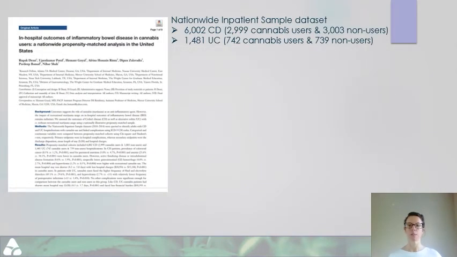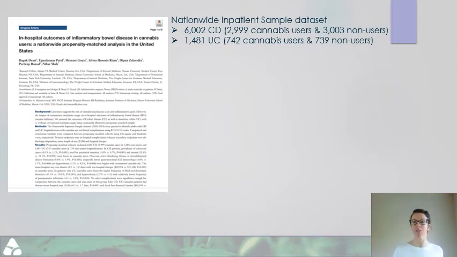So this is some different kind of data. This is looking at a nationwide data set of information on patients with inflammatory bowel disease who do and don't use cannabis. So this is quite a large sample size. Overall, they had 6,000 patients with Crohn's, approximately half of whom are using cannabis, which is a bit of an indicator in itself that so many people with Crohn's are using cannabis.